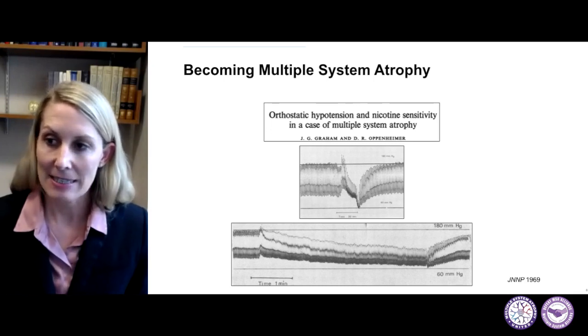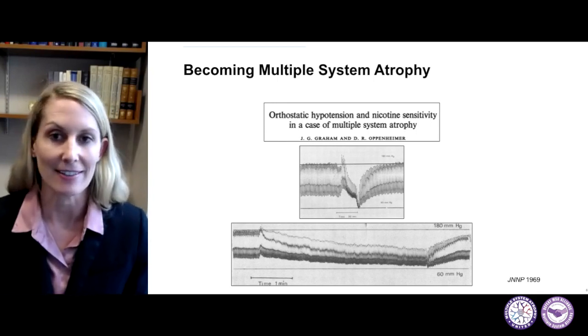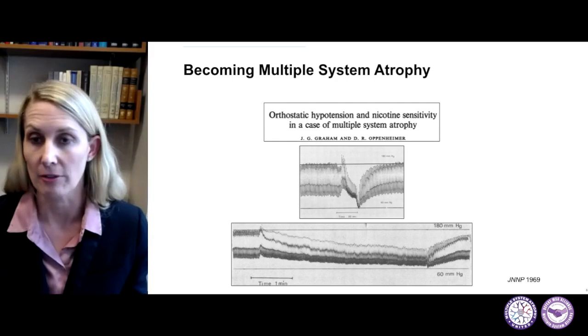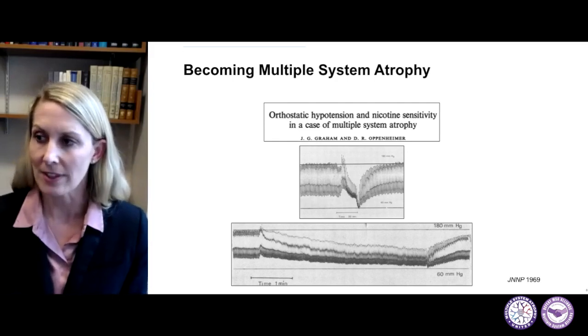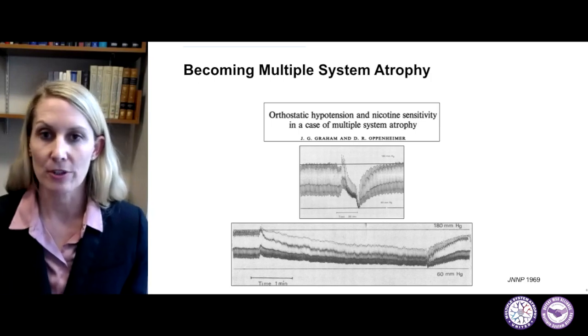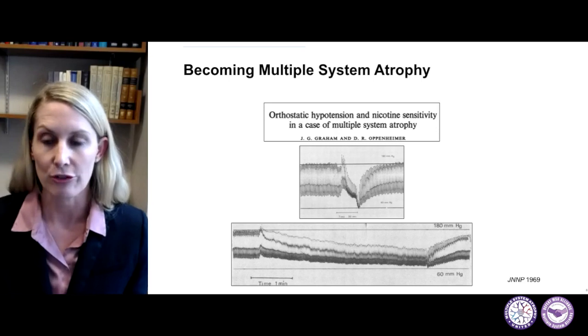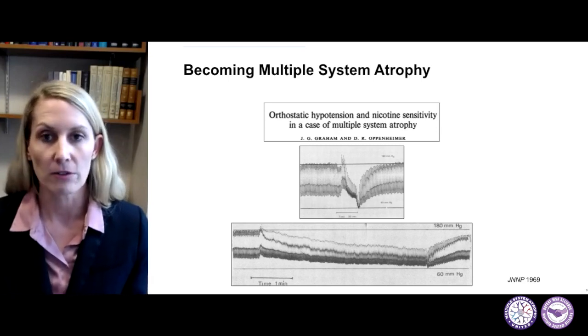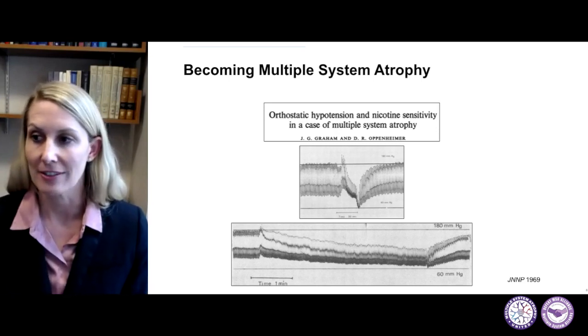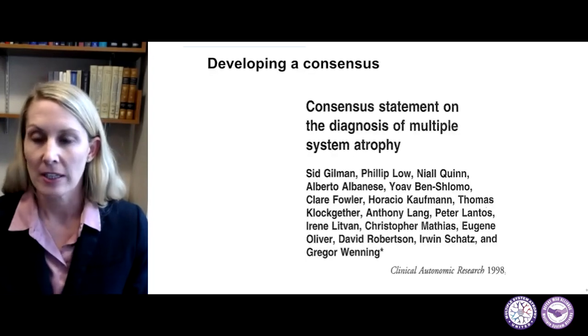And they say the similarities are obvious, and it would be unreasonable to attach different diagnostic labels to these cases, meaning the striatonigral and the olivopontocerebellar atrophy. What they wished to avoid is the multiplication of names for disease entities, which are really just the expression of neuronal atrophy in a variety of overlapping combinations. So that's where we get the term multiple system atrophy.